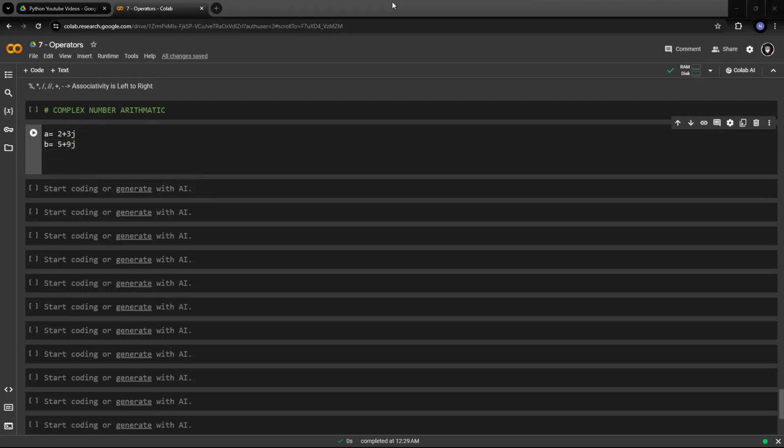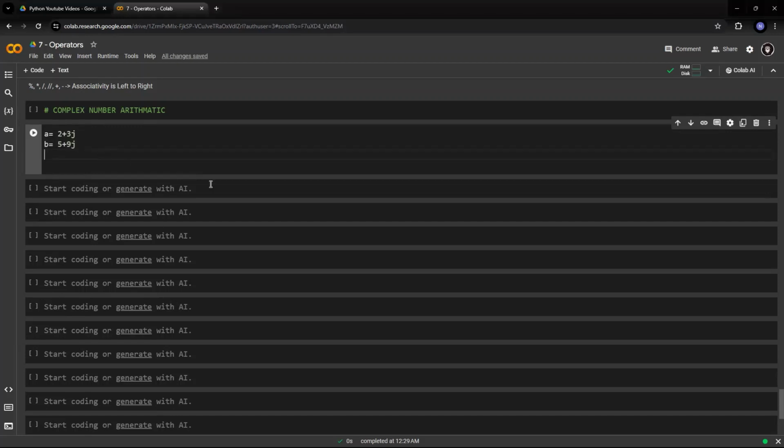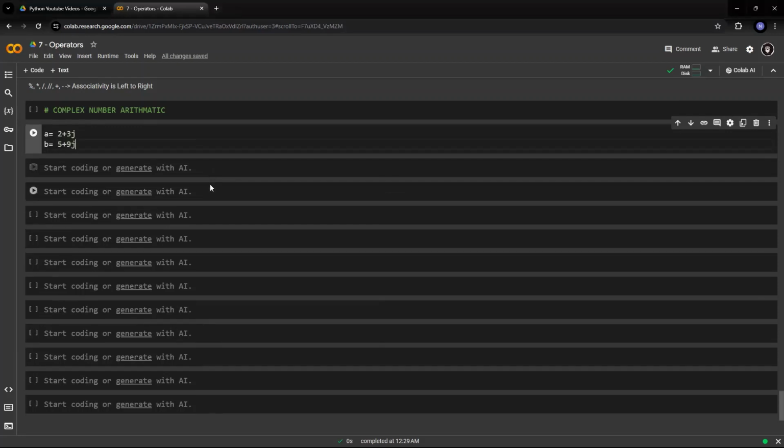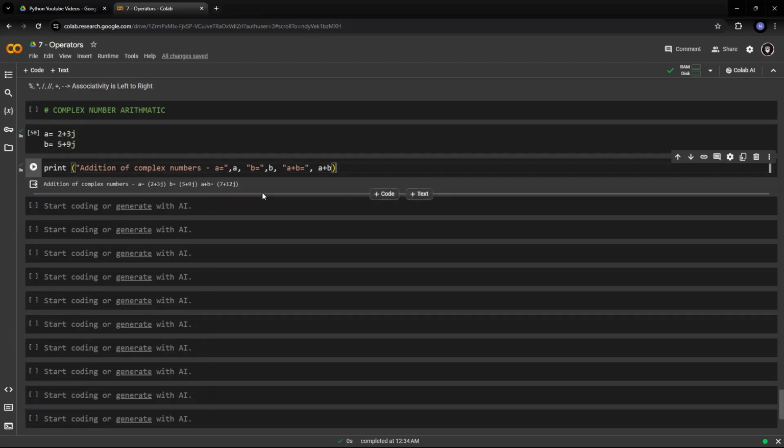Let's have addition of these two numbers. Let me run this. Yes, a plus b. Let's see what is the result. So it gives me 7 plus 12j, which is straight addition of these two.